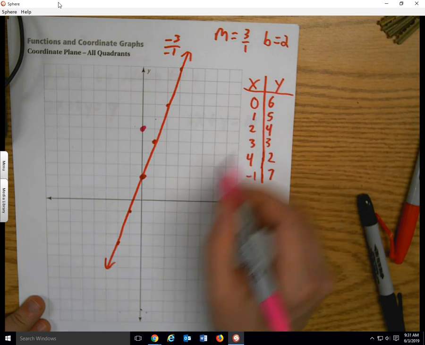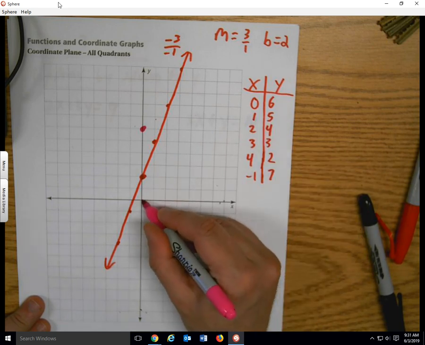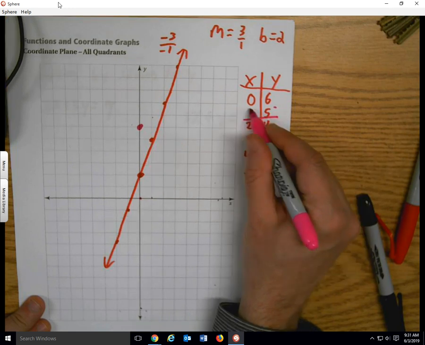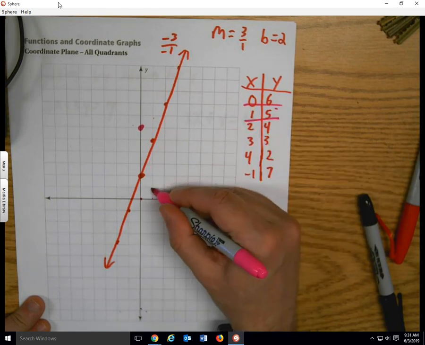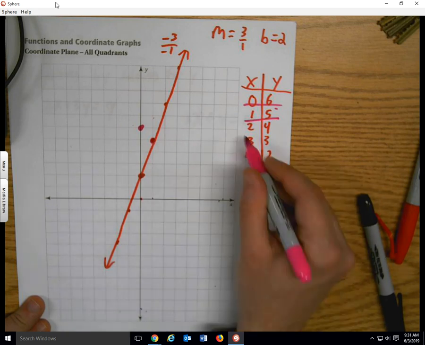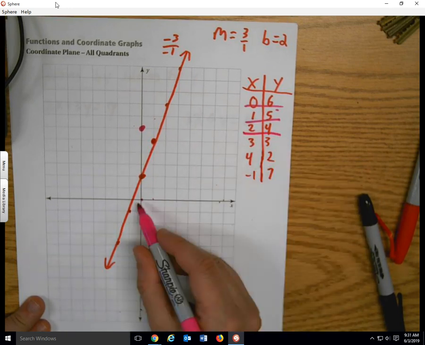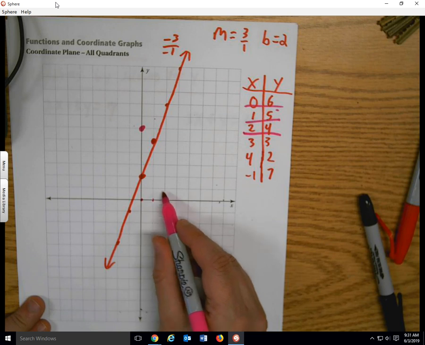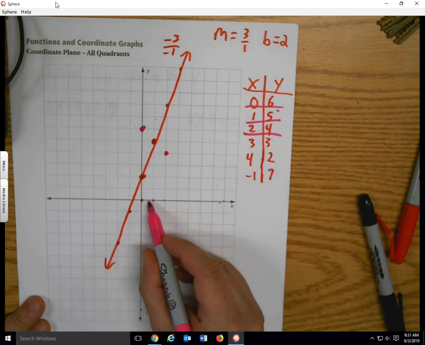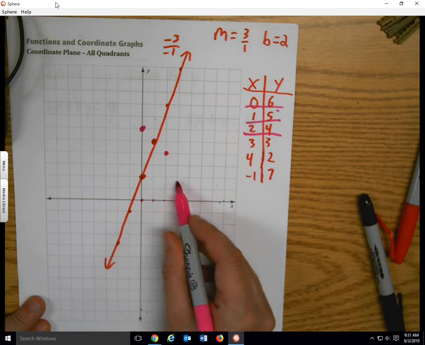If x is 1, start at the origin, go over 1. The y would be 5, right? So go up 5. 1, 2, 3, 4, 5. Actually, you can see where they're going to hit already. But you can just plot them all. If x is 2, y would be 4. 1, 2, 3, 4. If x is 3, 1, 2, 3, y is 3.